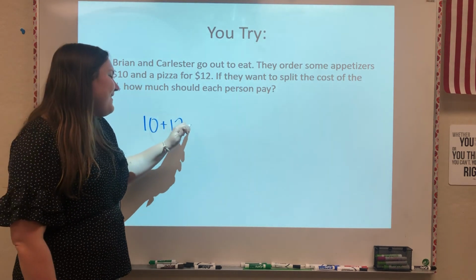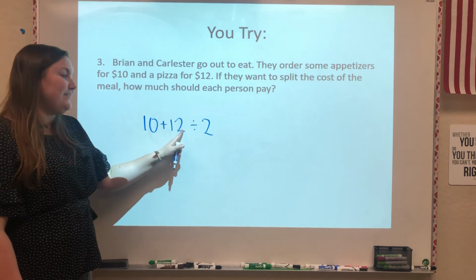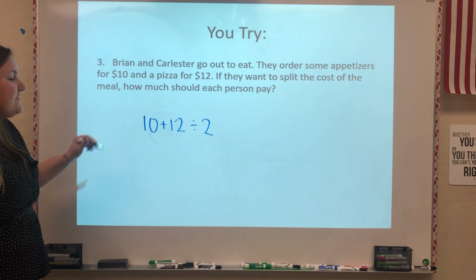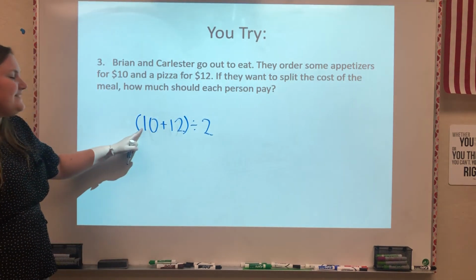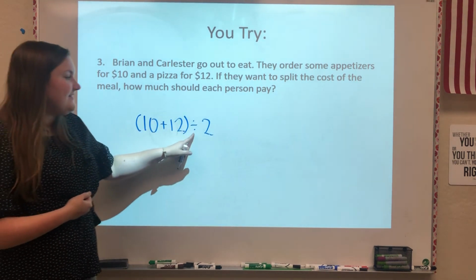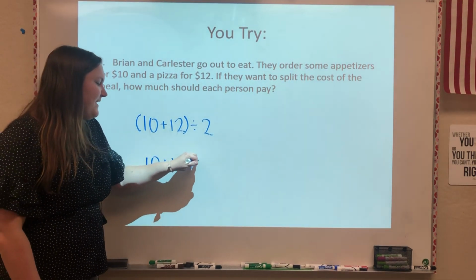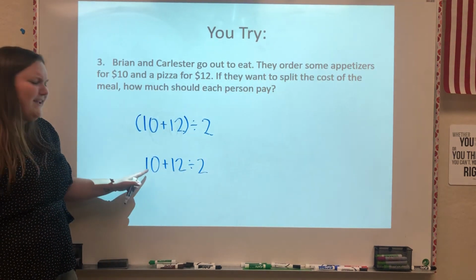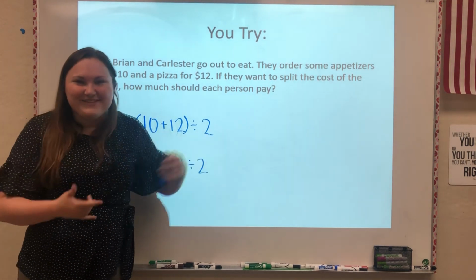I can't write this though, because the problem with that is saying we're just doing 12 divided by 2. We want to show they want to split the entire cost of the meal. We need parentheses there. That would show me I want to add all of this up to figure out the total cost first, and then after I've got the total cost, then divide by 2. If you write 10 plus 12 divided by 2, that means they're only splitting the cost of the pizza and not the cost of the appetizers. The rest of that, the math, you can do, I'm sure.